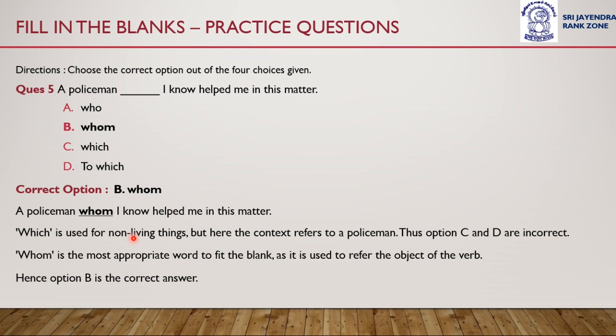Which is used for non-living things, but here the context refers to a policeman. Thus, options C and D are incorrect. Whom is the appropriate word to fit the blank, as it is used to refer to the object of the verb. Therefore, option B, whom, is the correct answer. Whom I know helped me in this matter.